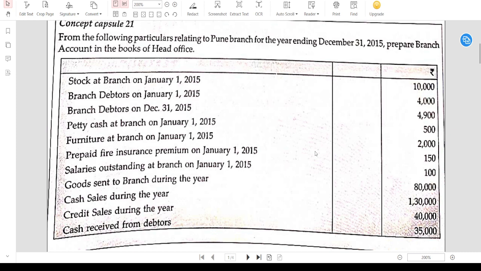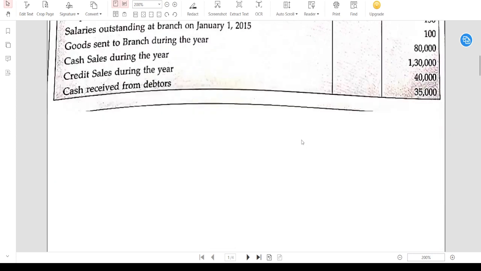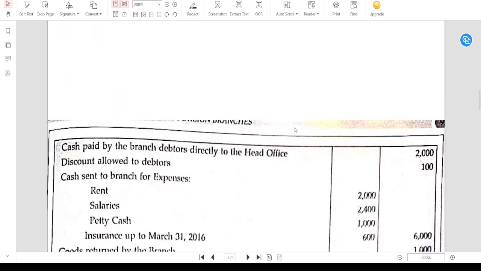Okay, stock given, sir. Debtor is given, sir. Petty cash is given. Same. Furniture given. Prepaid fire insurance premium given. Opening prepaid. Salaries outstanding is a liability. Okay. Goods sent to the branch given, cash sale given, credit sale given, cash received from debtor. No IP, okay, no IP, it's a cost price sum. It's a cost price sum.